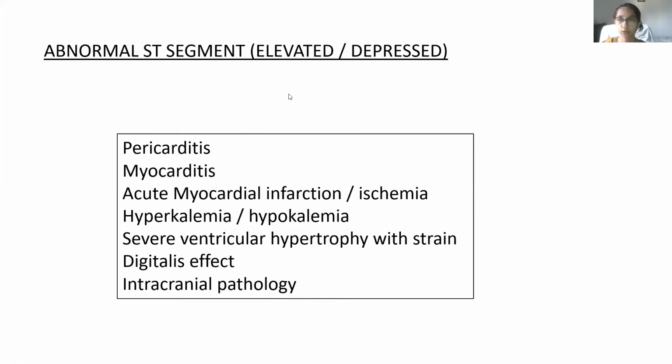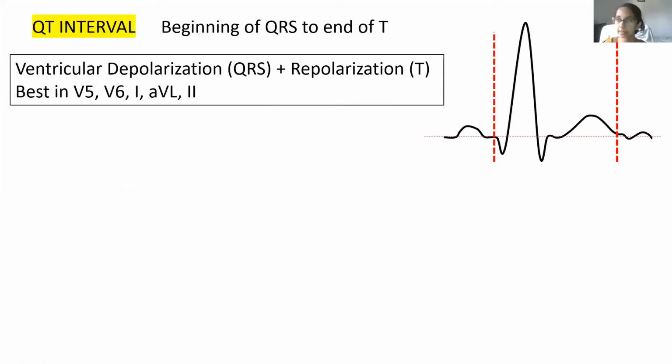Now with this, we go down to the QT interval. Now as a pediatrician, I feel most of us understand the QT interval very well. The QT interval is the beginning of the Q to the end of T. So it is including the ventricular depolarization and the repolarization. QT interval is best seen where you see a Q wave, which we know is seen very well in V5, V6, and also sometimes in lead 1, 2, and aVL.